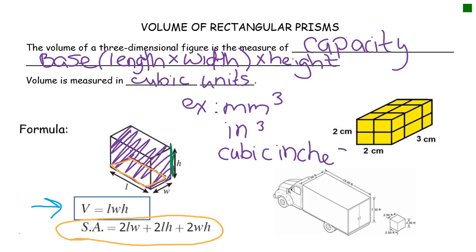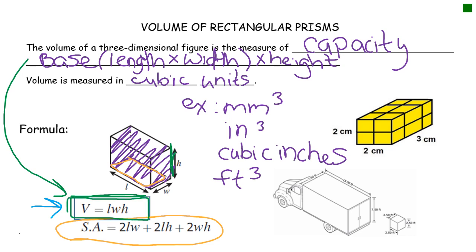You could write it out like that, or feet, or whatever your units are that you're working with. Okay. So the formula, again, it's the base times the height, but because the base is comprised of the length times the width, and then you multiply the height, a simplified version is right here. The volume is equal to the length times the width times the height. So you literally just multiply all three of the numbers that make up that three-dimensional figure, basically the three dimensions.